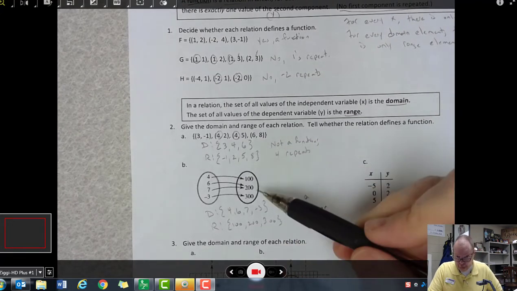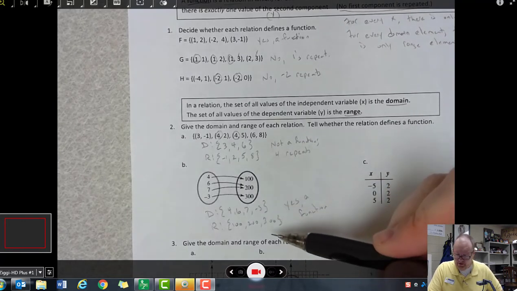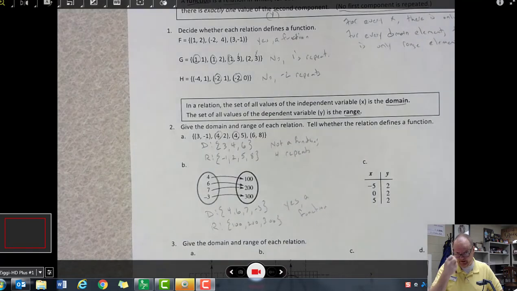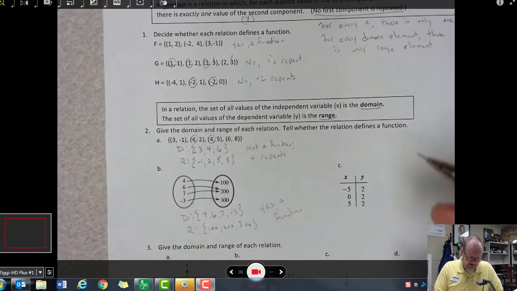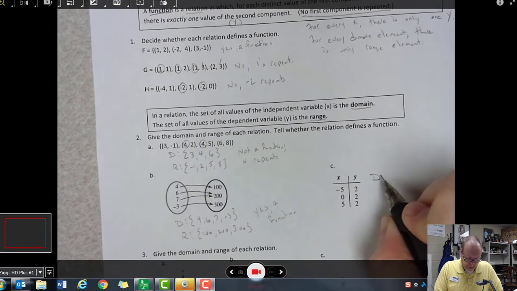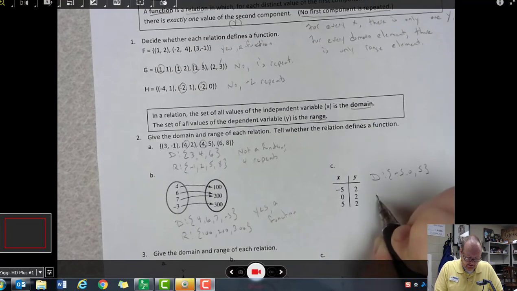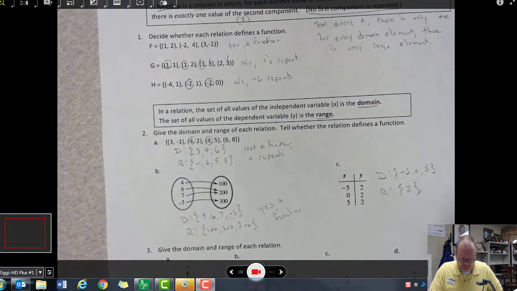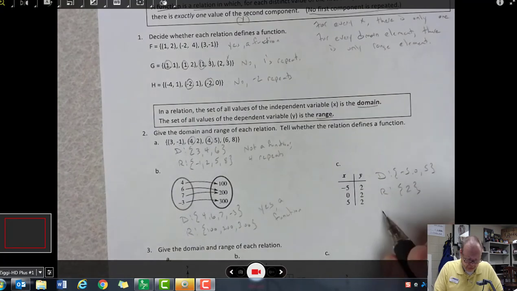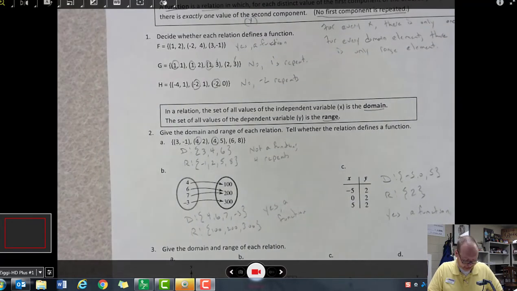Now, 200 is a repeater, but again, that doesn't matter. That's irrelevant because it's a range value, and we're only interested in the domains if they repeat. And then on C part, the domain is -5, 0, +5. The only thing in the range is a 2. It shows up every time, but again, this is still a function. No domain element repeats another time.